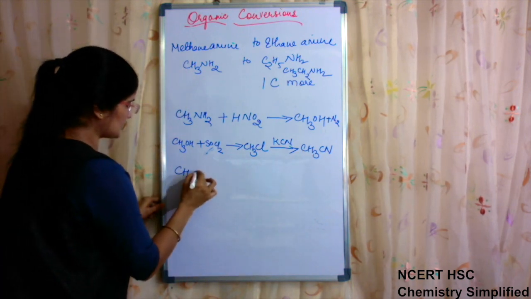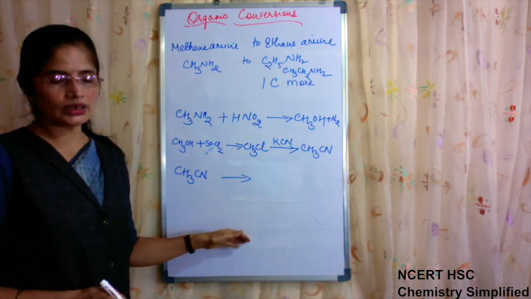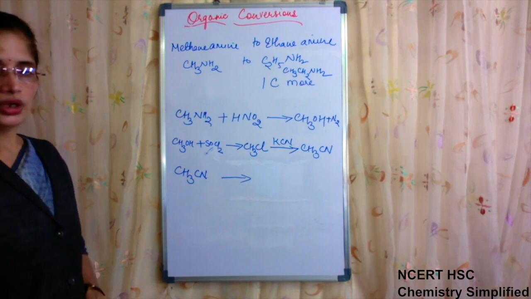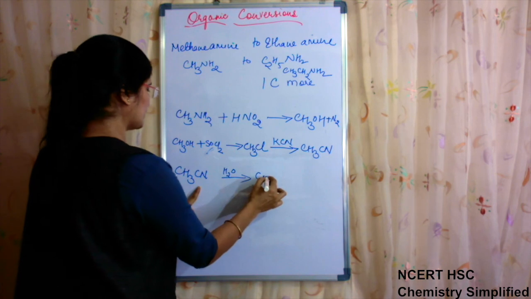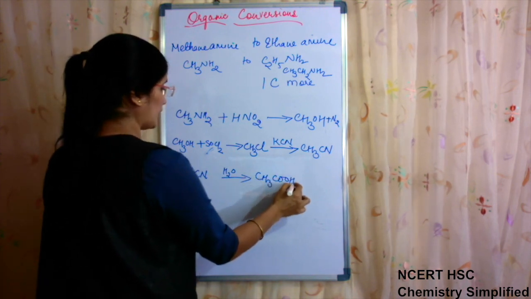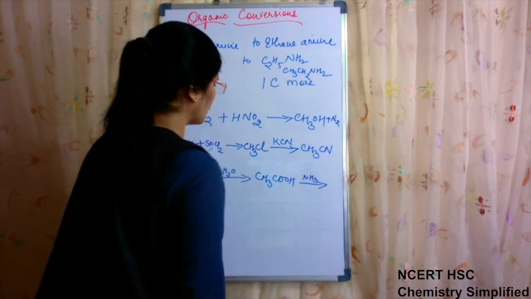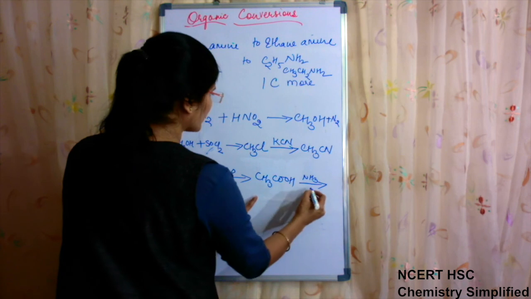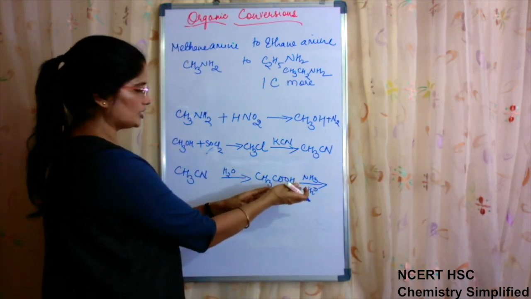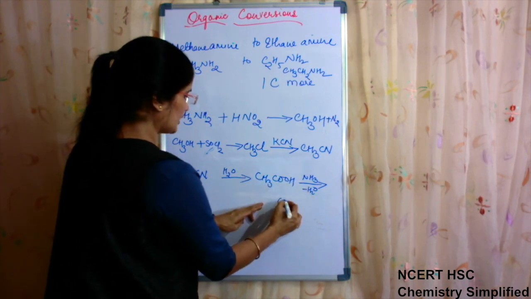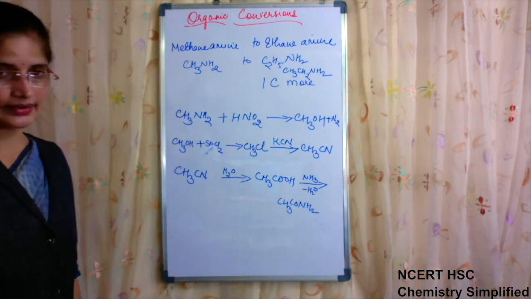Now this CH3CN, you just see. If we hydrolyze it, it will be converted into acid. One way is you hydrolyze this CH3CN and it will be converted into CH3COOH. Then what you do? Again treatment with NH3. Then minus H2O, it will form CH3COONH4. Then minus H2O, it will form CH3CONH2. It will become amide.